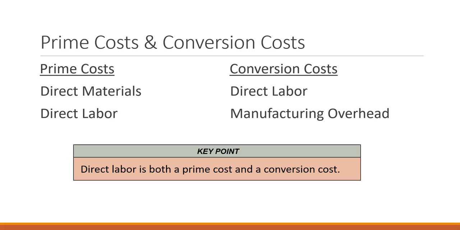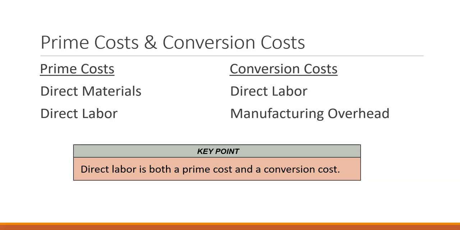So a direct material cost. When we buy materials to make a finished item, it's the cost that we pay for those materials. Direct labor is also a prime cost. The hourly wage that we pay people who assemble our finished products is a prime cost. Conversion costs are the costs necessary to convert direct materials into a finished product. This makes direct labor both a prime cost and a conversion cost.